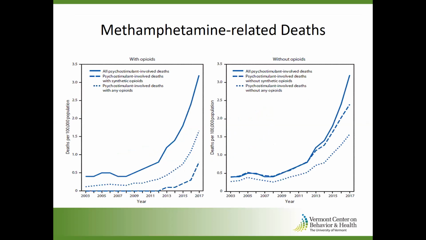If you see on this, the blue line is the rate of overall methamphetamine associated deaths. In the left panel, the dotted line are the methamphetamine related deaths with any opioid. And then the dashed line at the bottom that's going up very sharply are the deaths associated with synthetic opioids or fentanyl. And so we think that a lot of the big spike in methamphetamine associated deaths is related to fentanyl, although not all.